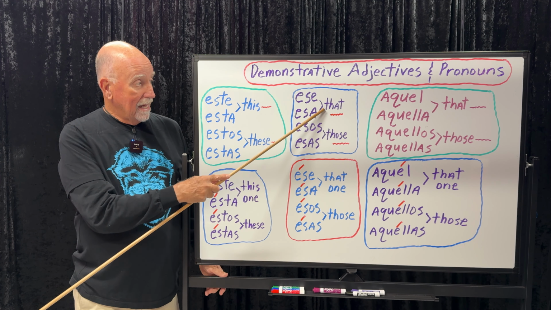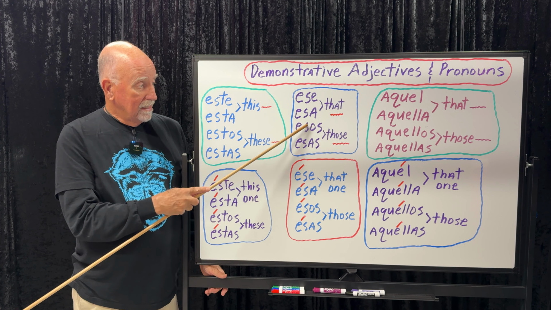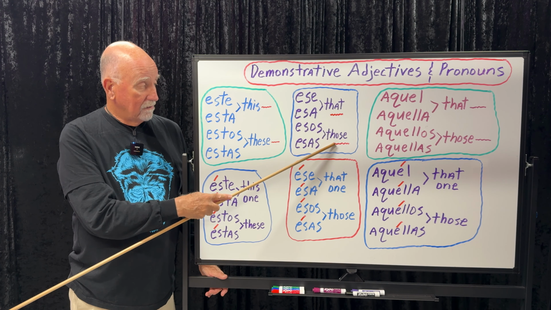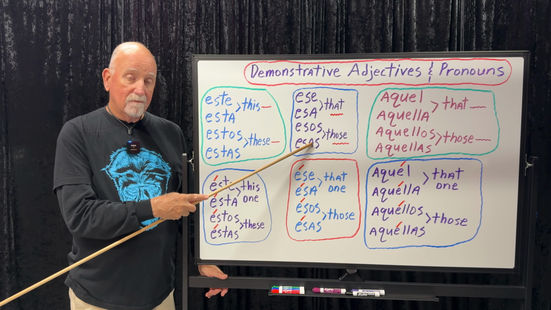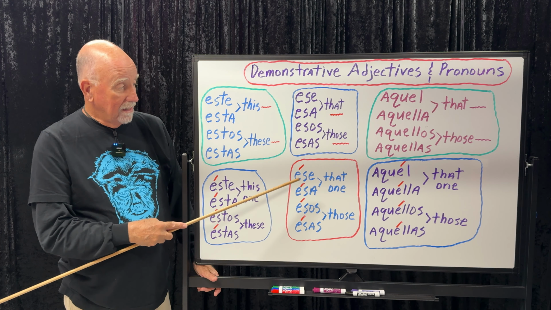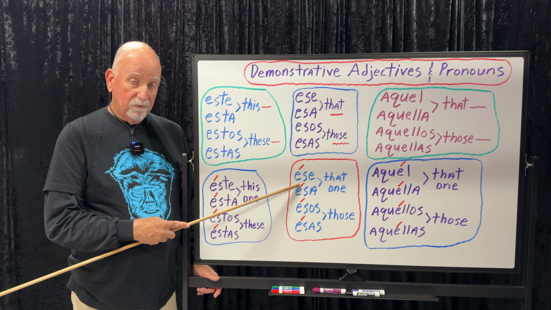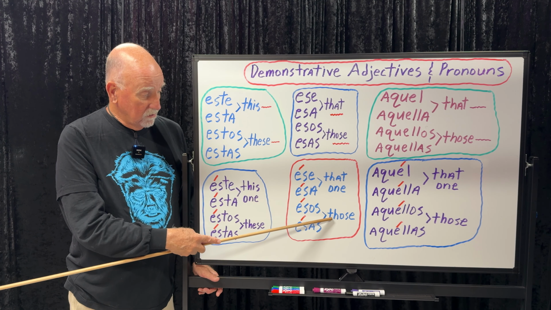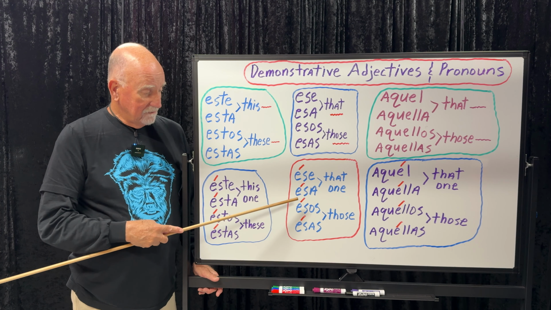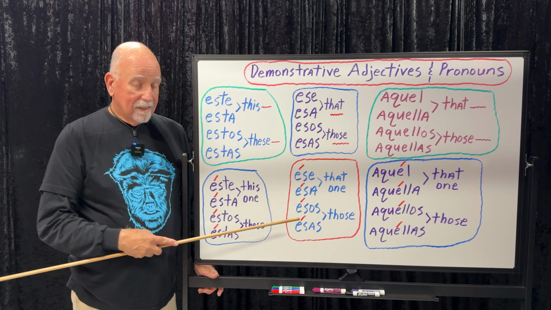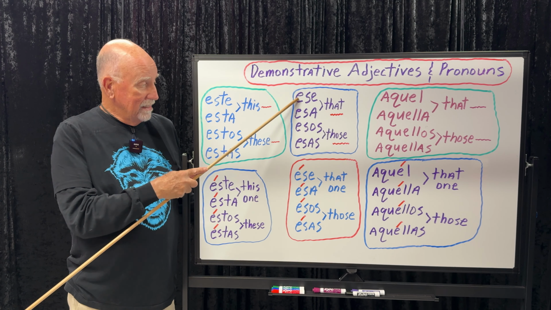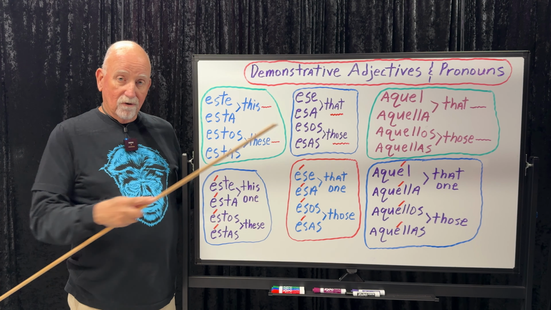Ese and esa mean that, followed by a noun. Esos and esas mean those, followed by a noun. Notice they do not have an accent mark. If you want to say that one, it's either ese or esa with an accent mark if you write it out or read it. And if we want to say those, not followed by a noun, you have to have an accent mark on the E. Now speaking, it makes no difference. Ese and ese, esa and esa, they're all the same.